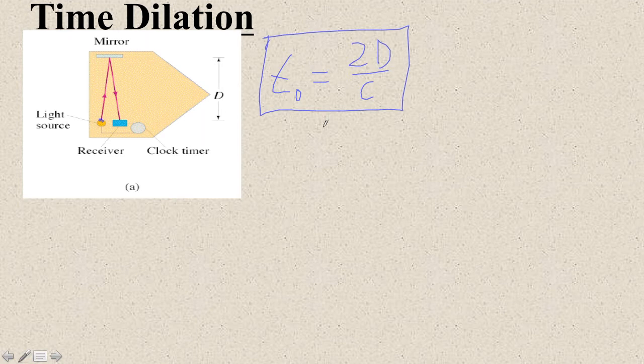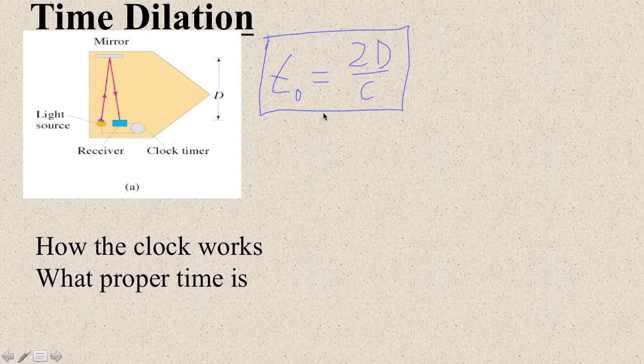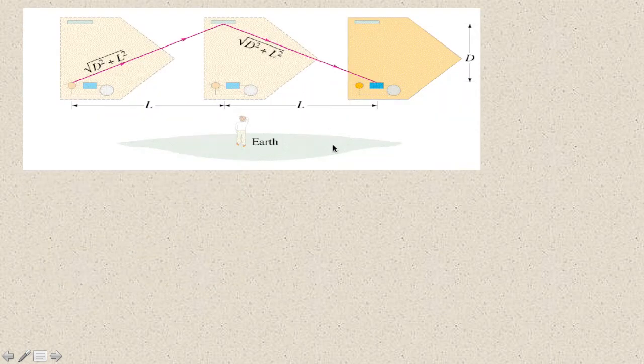Now let's suppose we get the clock moving. Remember, proper time is twice that distance divided by the speed of light. In this case, though, if the clock's moving past us, the light follows this longer path. By the time it hits the mirror, the clock has moved L distance, and so the distance the light travels is the square root of d squared plus L squared. Well, that's bigger than d.